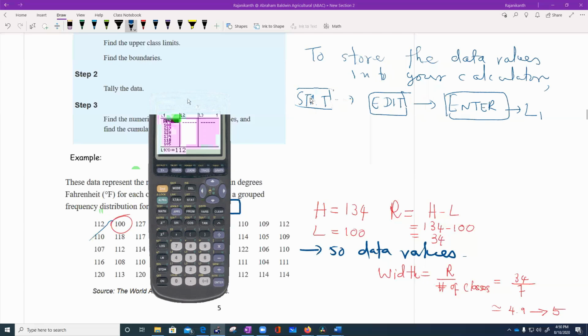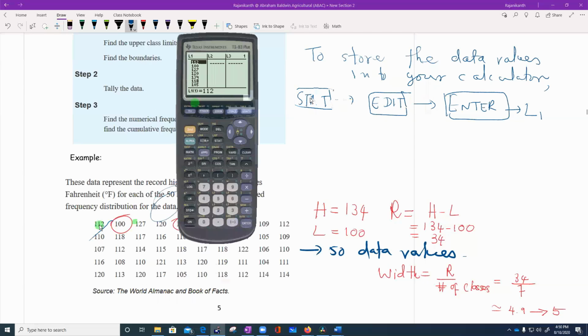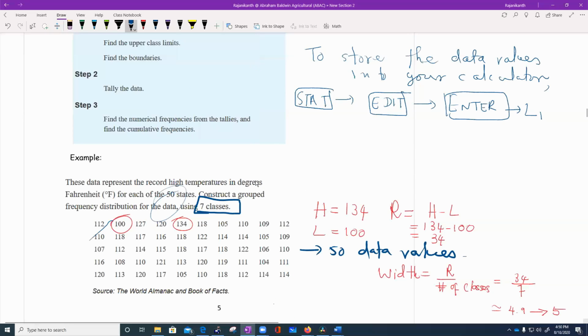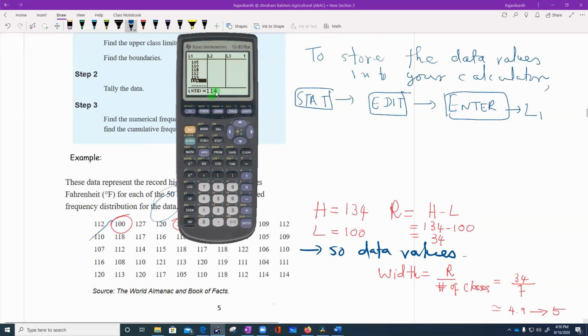Simply add the data values one by one. I have already fed all the data values. Start with 112, type 112 and hit enter. Then the next one, 100, enter, and keep on doing. I already have entered all the data values. If you count, you will have 50 data values, all the way to 114. You see now the last data value is 114. So I just fed all the data values into the calculator. That is the first step, feeding all the data values.